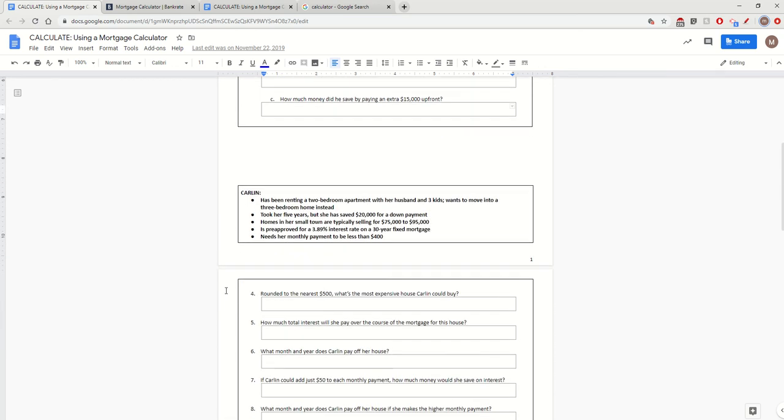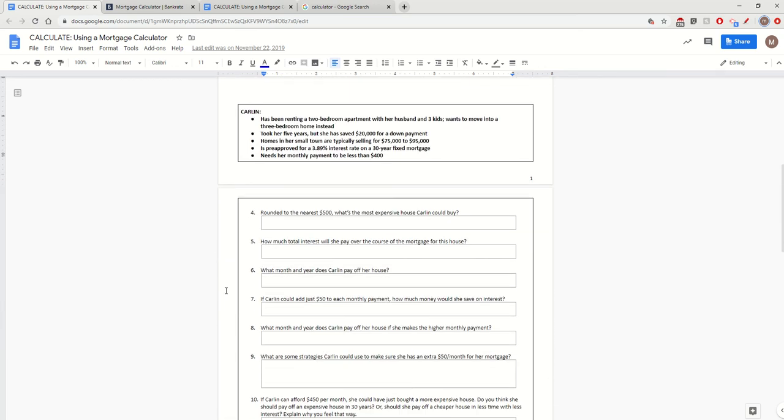Okay. Let's move on to our second scenario here. We have Carlin, who's in a two-bedroom apartment with her husband and 3 kids. She wants to move into a 3-bedroom home. They have about 20,000 for a down payment. Homes in her small town are typically selling for 75,000 to 95,000.